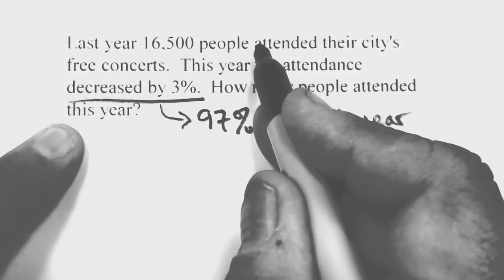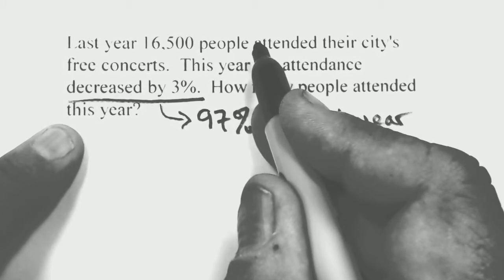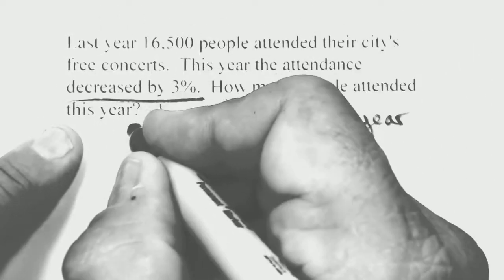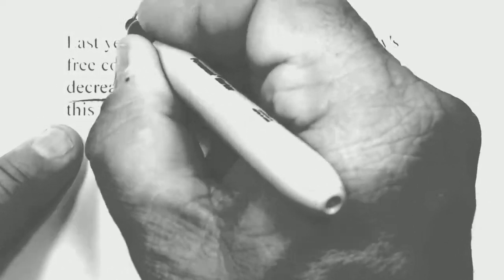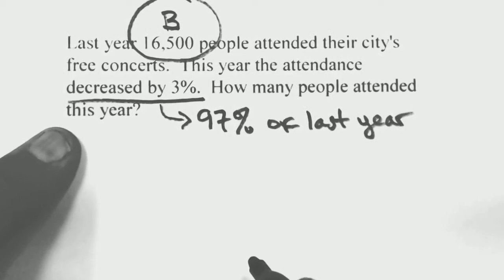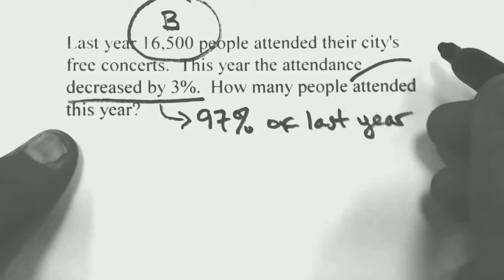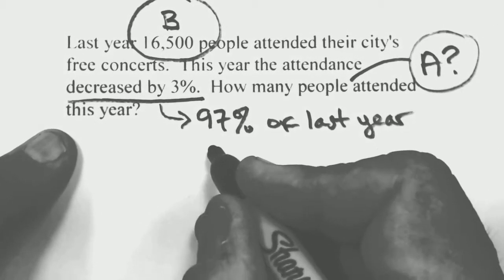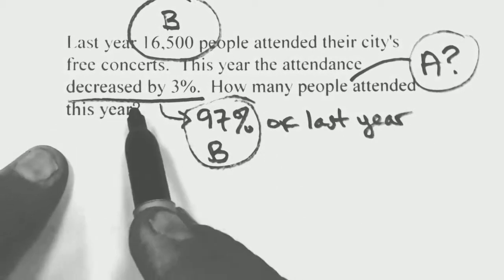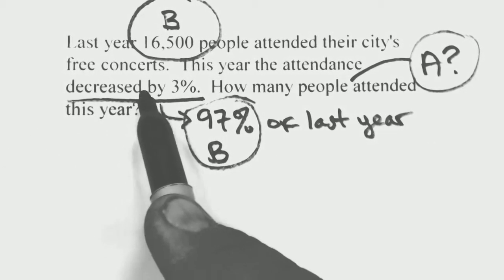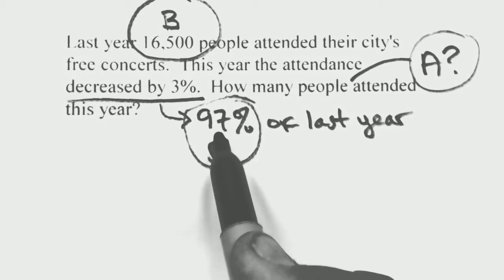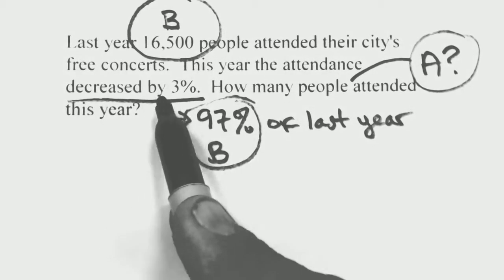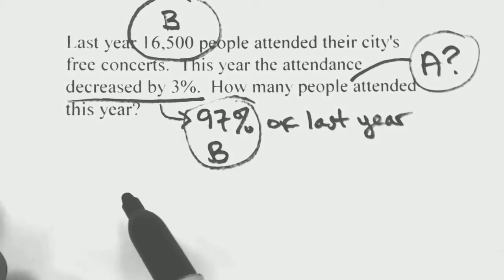Well, last year there were 16,500. Remember, the base is always the earlier amount, and last year was earlier than this year, so the base has to be 16,500. That means how many people attended this year? This is the A, and we don't know it, so we had the base, 97%. We had to do this one little conversion here: decrease by 3% means we've got 97% of last year. And we'll show you other ways of handling a problem like this in the future. This is not the only way by any means.